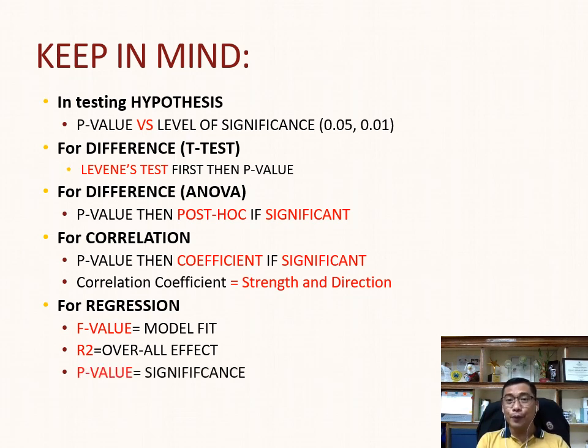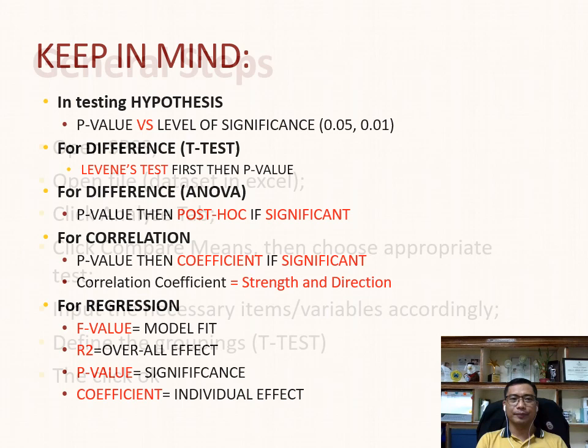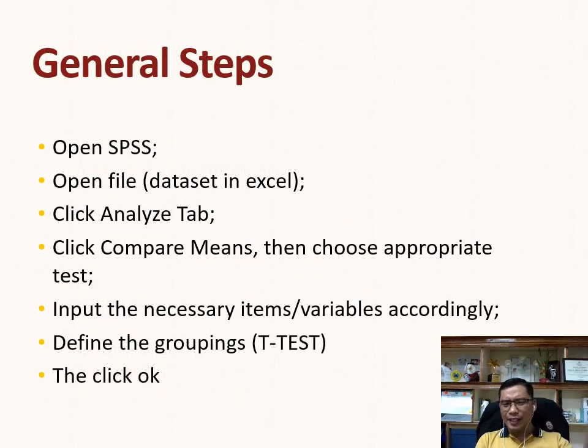If there would be more than one predictor variable, then you look into the p-value for each predictor, so that you would know which among them has a significant effect on a particular dependent variable, and so that you would know the amount of effect, the extent of effect one specific variable would have over another. Then you would look into the B coefficient. So these are just the general steps.